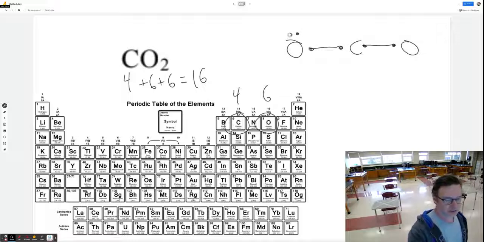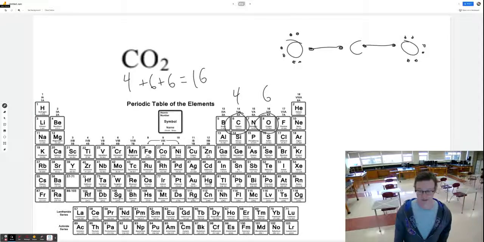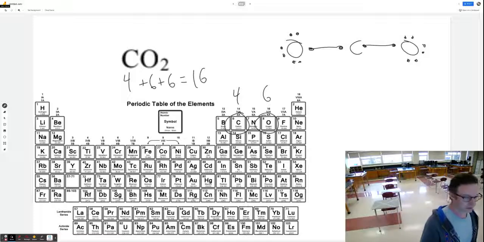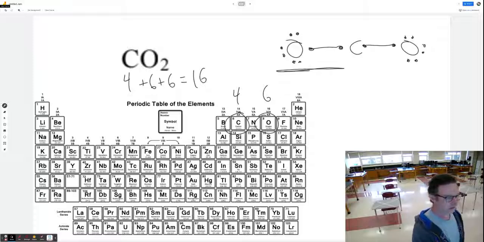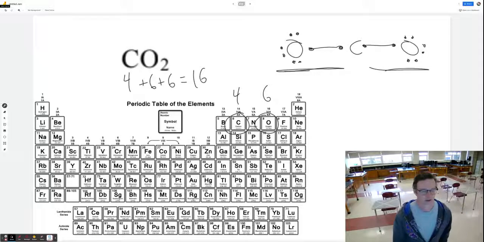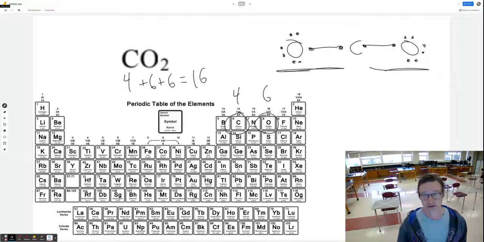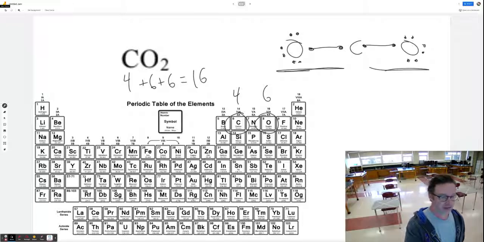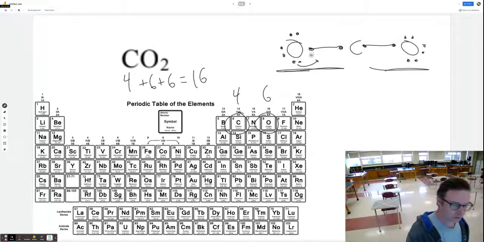Complete the octets on the outside. 1, 2, 3, 4, 5, 6, 7, 8, 9, 10, 11, 12. There's my 16 electrons total. 4 for the bonds, 12 for the dots. Each oxygen is satisfied because it has 6 dots and a bond. That's 8. Carbon, though, right now only has 4. So it needs 4 more. Again, we fix that by taking lone pair electrons and using them to make additional bonds.